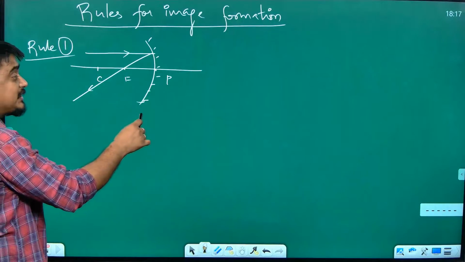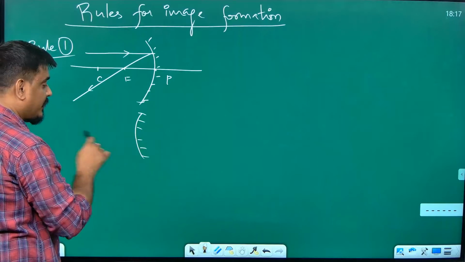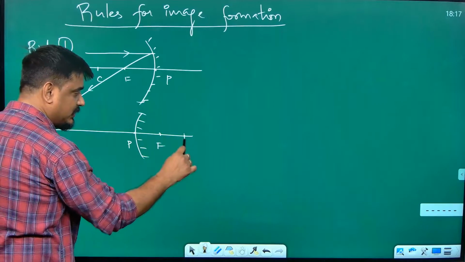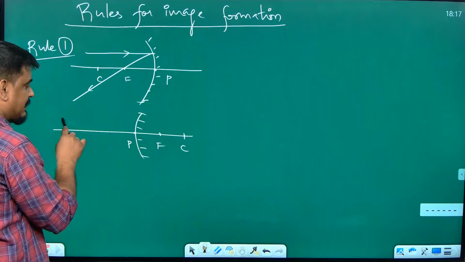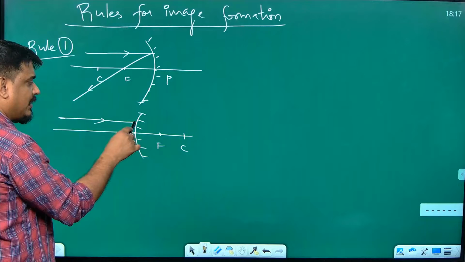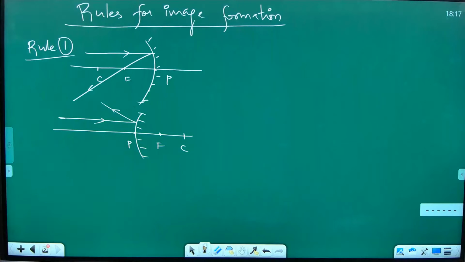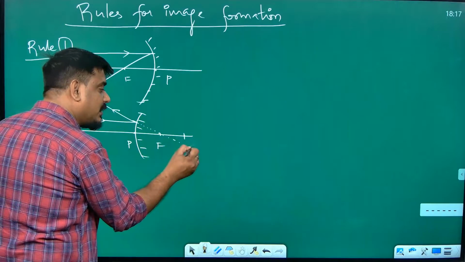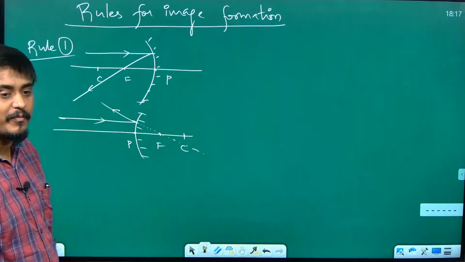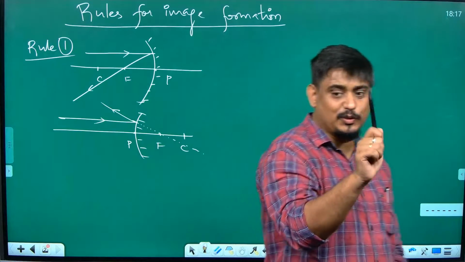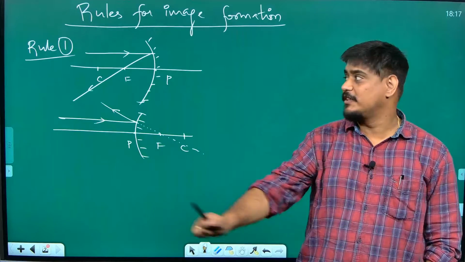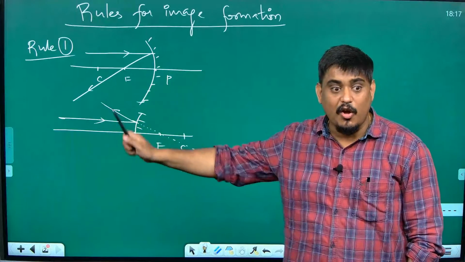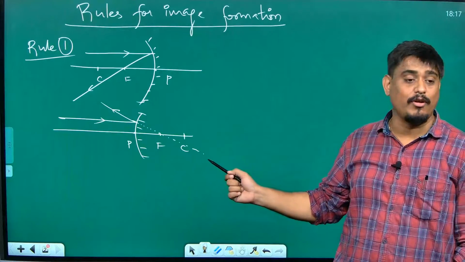If it is a convex mirror, this is pole, this is focus, this is center of curvature. A ray is coming parallel to principal axis, we know its behavior, it will diverge like this, isn't it? But if you extend in the back direction, it will seem to pass through focus. This is the first rule. So the first rule says that any ray which is parallel to principal axis will pass through focus, or seem to pass through focus after diverging.